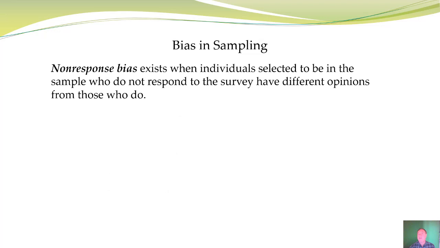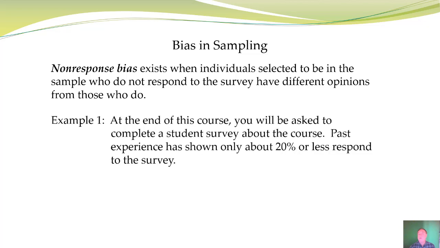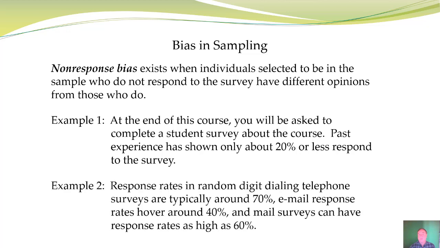Non-response bias exists when individuals selected to be in the sample who do not respond to the survey have different opinions from those who do. Example, at the end of this course, you will be asked to complete a student survey about the course. Past experience shows only about 20% or less respond to the survey. Example 2, response rates in random digit dialing telephone surveys are typically around 70%. Email response rates hover around 40%, and mail surveys can have response rates as high as 60%.